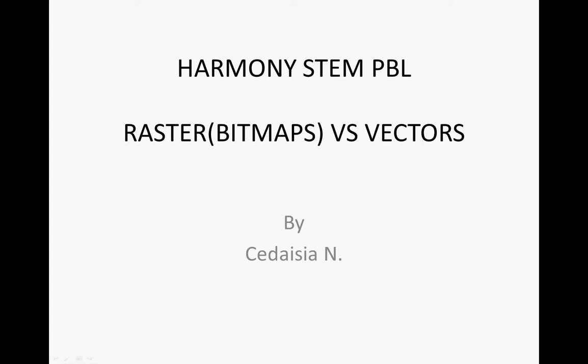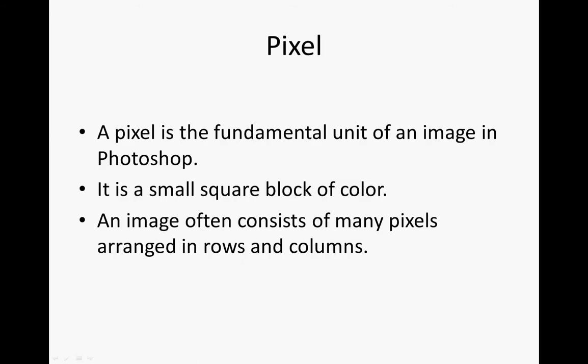Harmony STEM PBL: Raster, bitmaps versus vectors. A pixel is the fundamental unit of an image in Photoshop. It is a small square block of color. An image often consists of many pixels arranged in rows and columns.